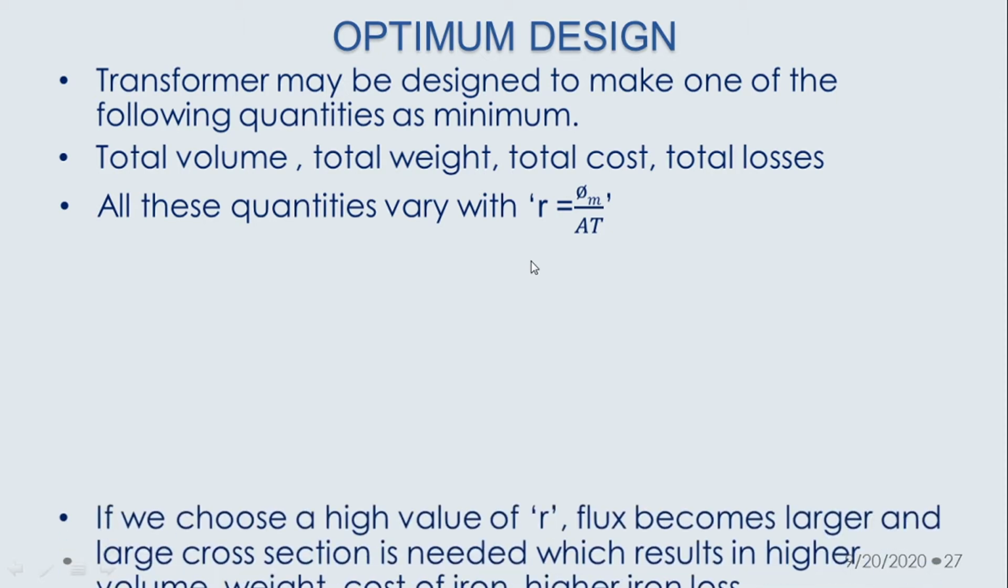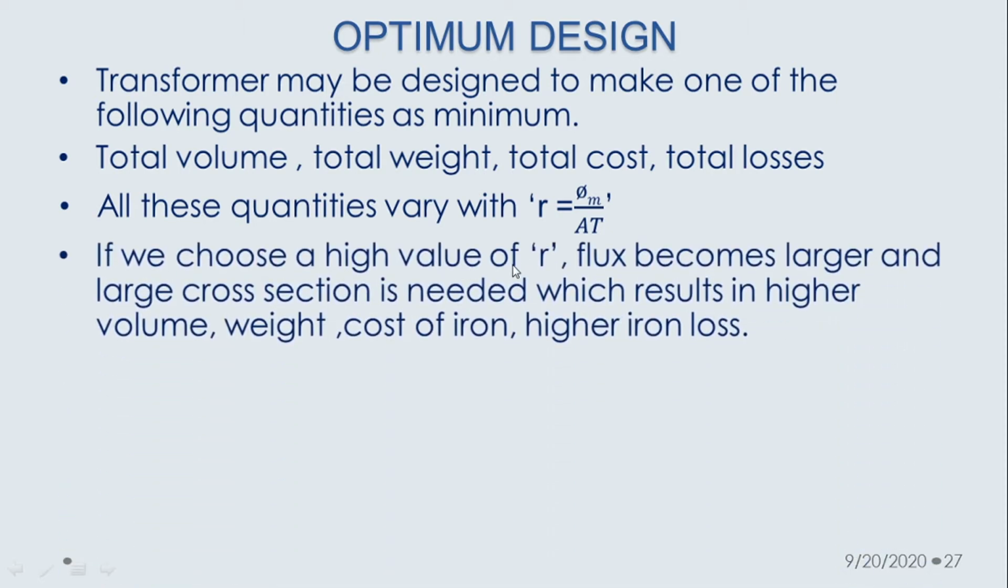So if we choose a high value of r, then the flux becomes larger. That is, if the value of r is high, then phi m will be higher. Flux will become larger, and a large cross section is needed, which results in higher volume, weight, cost of iron, and higher iron loss. If the value of phi m increases, you need a large cross sectional area for the core, correct.